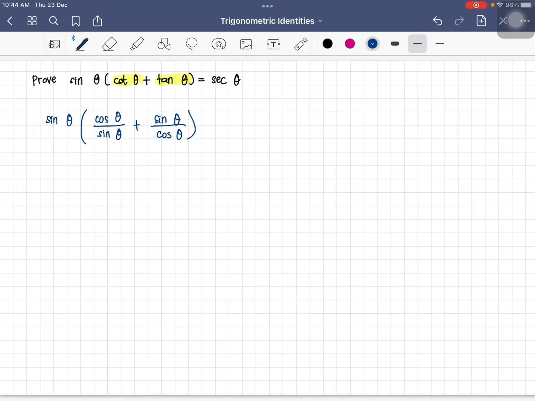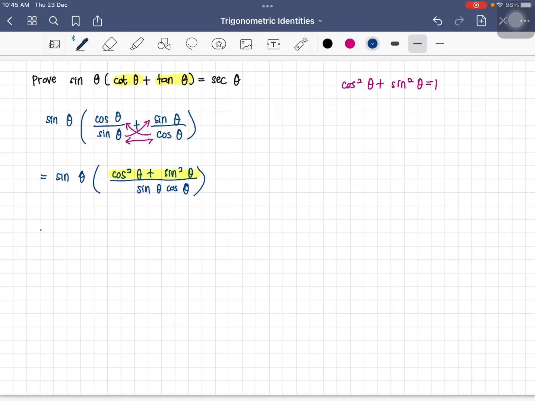So I start with this one. Now I'm going to make this a single fraction, therefore I have to cross multiply like this. So the numerator becomes cos square of theta plus sine square of theta, the whole thing over sine theta cos theta. We note that using the identities, cos square of theta plus sine square of theta gives us 1.